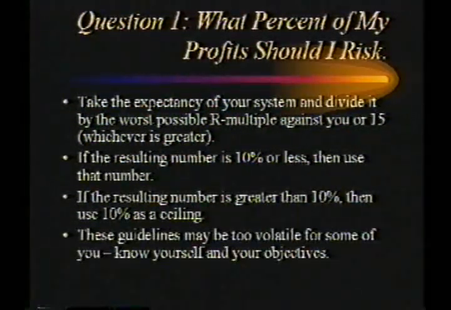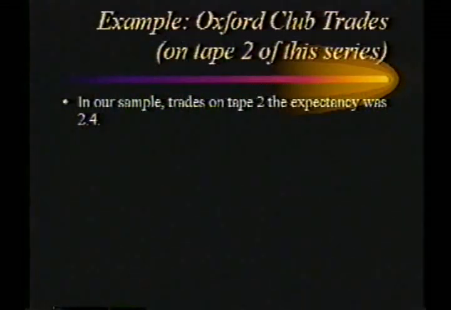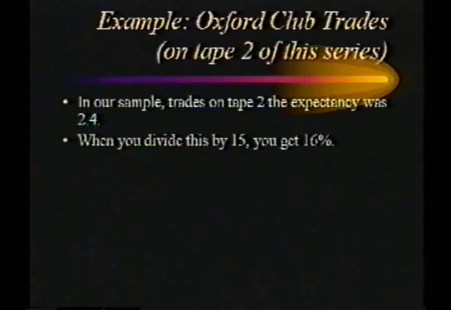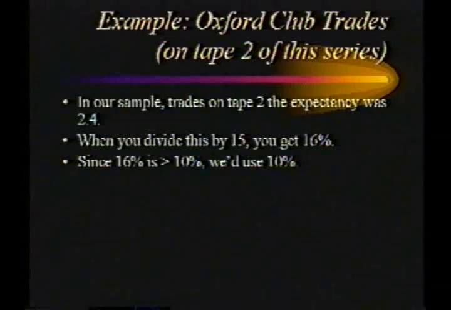So those guidelines might be really volatile for some of you, and you've really got to know yourself to know if you could even handle those, but they're fairly conservative numbers. So in our sample trades on tape 2, the expectancy for that system was 2.4, meaning every time you take a risk on your trade, your average gain is going to be 2.4 times what you risked. When you divide this by 15, you get 16%. Now, since 16% is greater than 10%, we use 10% as our ceiling.